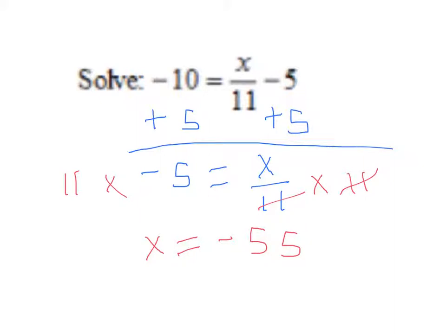Okay, you can watch this video again as many times as it takes to understand the process. One thing I should tell you is that you can always check your work. If I take negative 55 and I substitute that in for x, I'd have negative 55 divided by 11, which is going to be negative 5. And then I have negative 5 minus negative 5, which is going to equal negative 10. Negative 10 does equal negative 10, so I have correctly solved this problem.